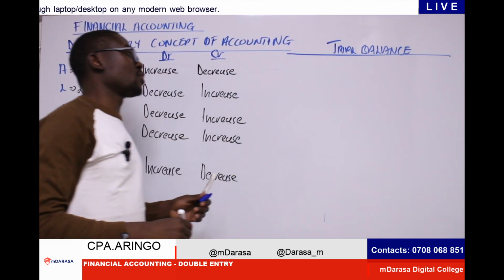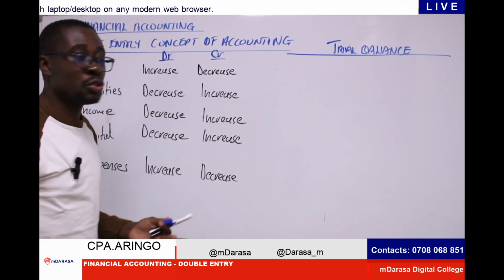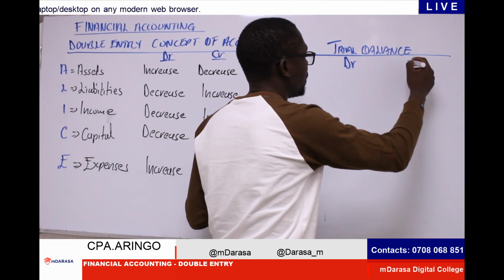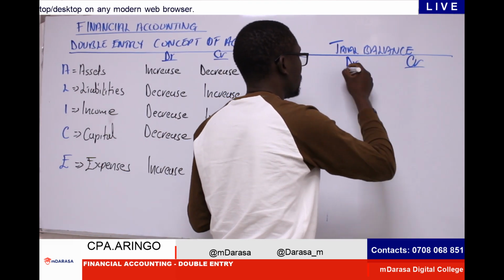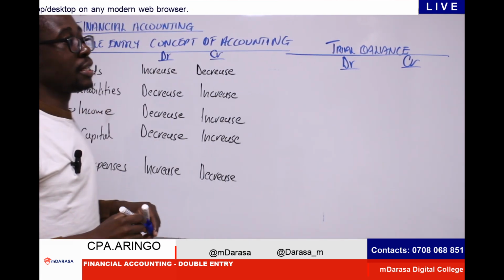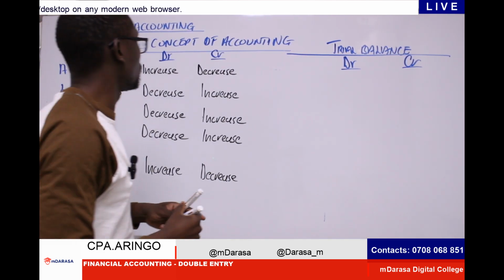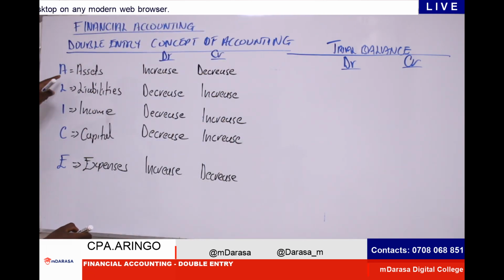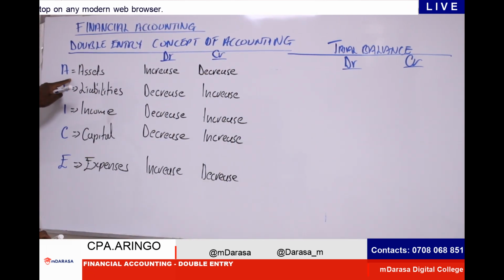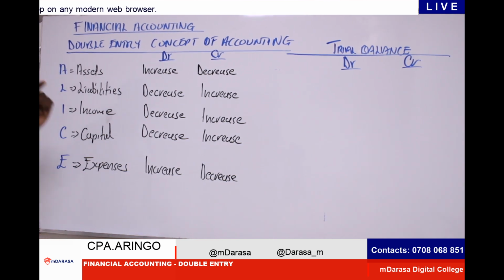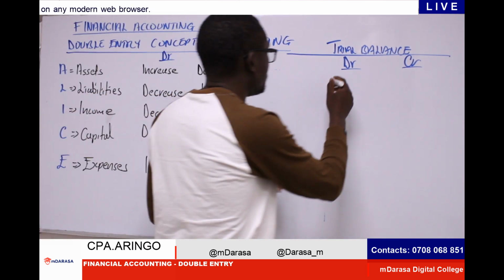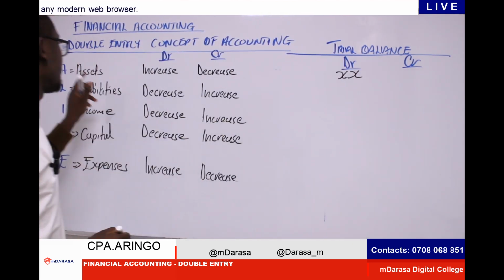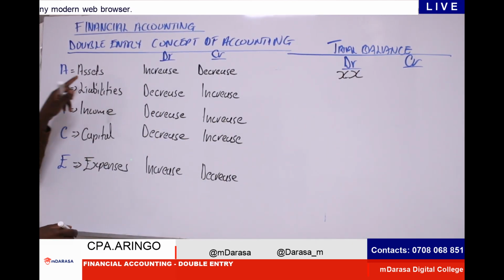A trial balance will always have two columns. The first column is the debit column. The second column is the credit column, and at the end of the day, the trial balance must always balance. So here we start again, following the principle of ALICE. In our trial balance, all assets will always be on the debit side.